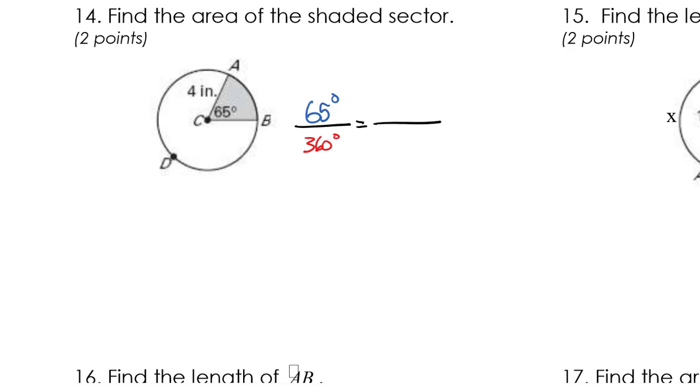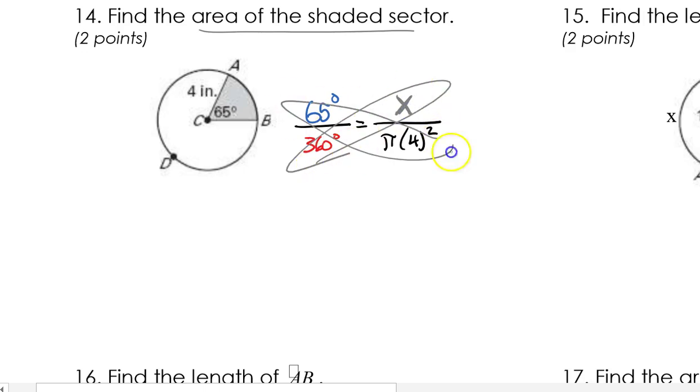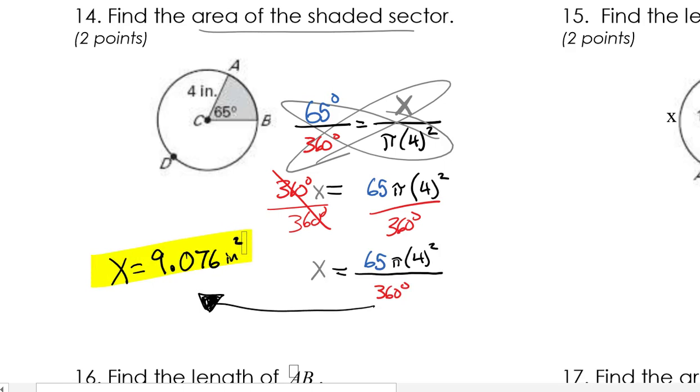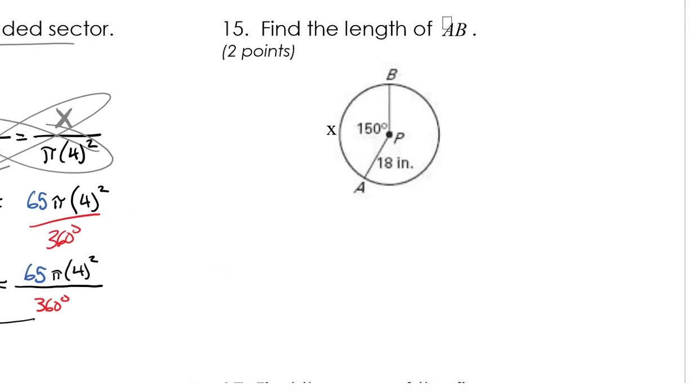Now we'll set up the ratio of areas, the area formula for a circle being pi r squared. In this case, we have the radius of 4. And we are actually asked to find the area of the shaded sector, so area of the sector is our unknown value in the proportion. From here, we just simply cross multiply and then divide by 360, giving us an answer of 9.076 inches squared.